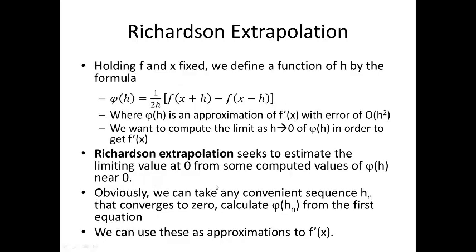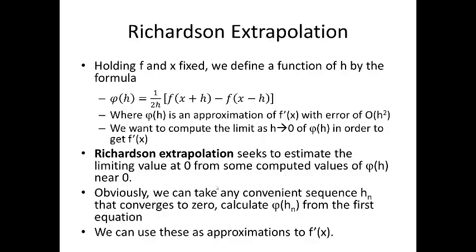So for Richardson Extrapolation, we hold f and x fixed, and we define a function of h by the formula varphi of h is equal to 1 over 2h times f of x plus h minus f of x minus h, where varphi of h is an approximation of f prime of x with error O of h squared. We want to compute the limit as h goes to 0 of varphi of h in order to get f prime of x.